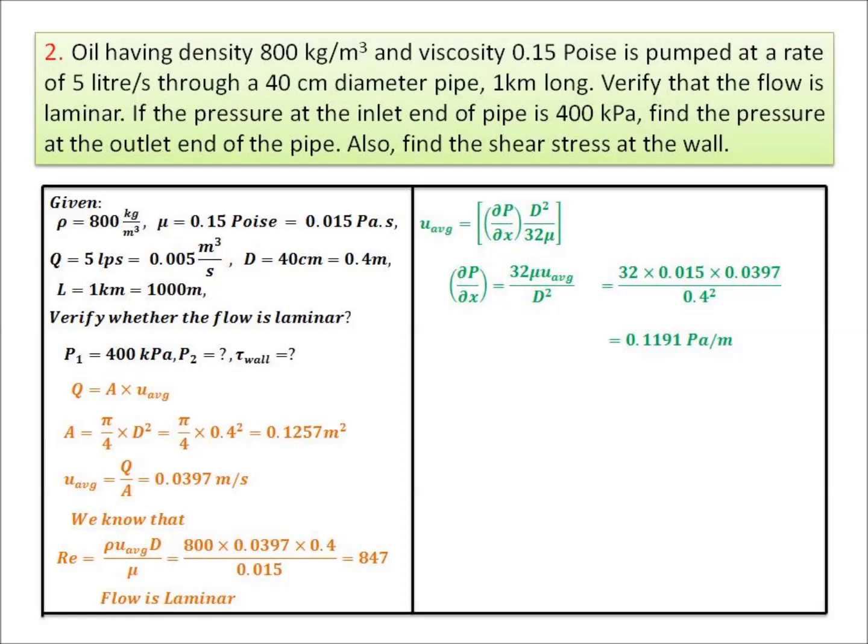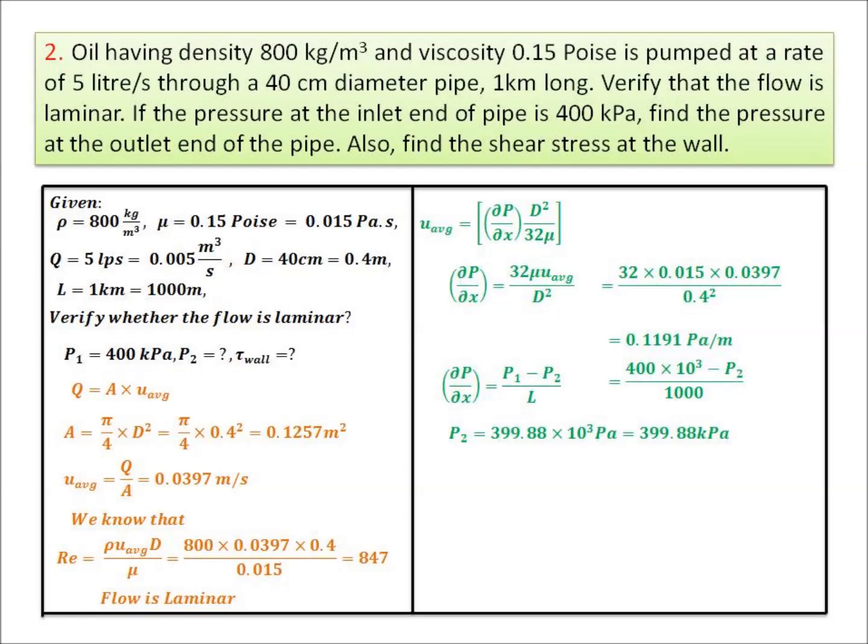We know that this pressure gradient over a length may be written as the initial pressure minus final pressure over a length, divided by the length of pipe, that is dx. In this case the length of pipe is 1000 and P1 is given as 400 kilopascal. Converting this 400 kilopascal into pascal, you will get 400 into 10 raised to 3 minus P2, divided by 1000. From this we can get a value of P2 as 399.88 into 10 raised to 3 pascal, that is 399.88 kilopascal.